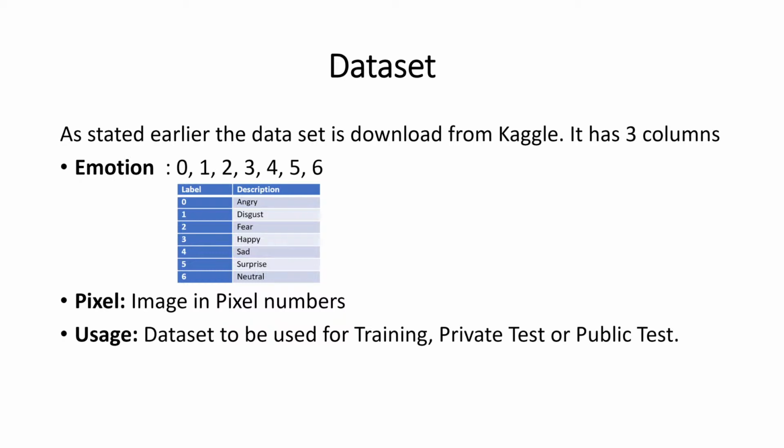And this is the dataset we have downloaded from Kaggle. It has 3 columns: emotion, pixel, and usage. Emotion has 0 to 6 values, representing 0 angry, 1 disgust, 2 fear, 3 happy, 4 sad, 5 surprise, 6 neutral emotions. Pixel is the image in pixel numbers. It contains a string of numbers which represents the pixel numbers of the image. Usage is the dataset to be used for training, private test, or public test.